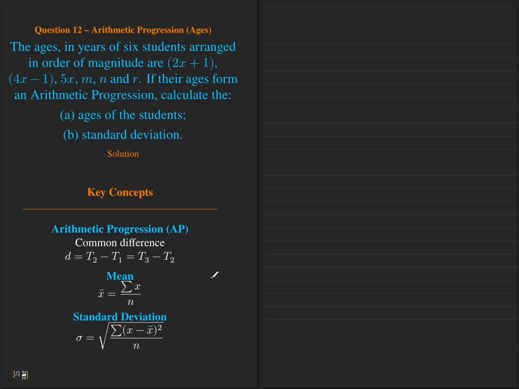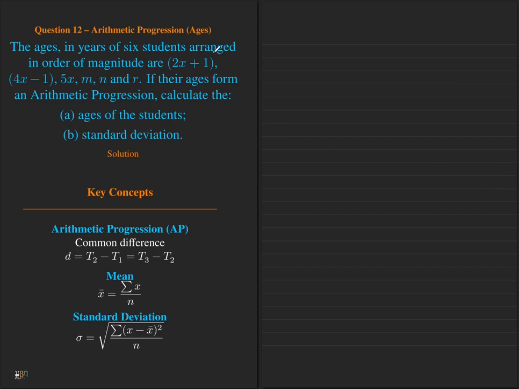And we know what the mean is. The mean is simply the sum of all the terms divided by the number of terms. But then the standard deviation is what we have here, the mean of the deviations. Right? So let's first of all start with the first one.